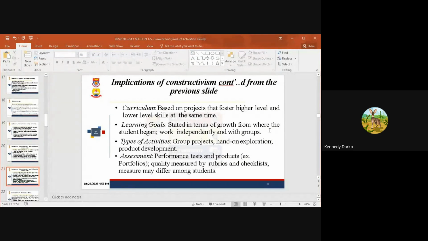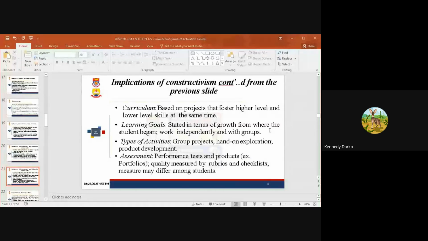So you can use portfolios, quality measured by rubrics and checklists, which differ among students. So here we are looking at portfolios. What we do, you can give a topic to the children, then you ask them to go for a file. They should try and download and print any material that talks about the topic. They keep it in the file. That's the portfolio. So you can take that file, look at how they have done it, whatever they have written, they file it, and you give them marks. So portfolio is one thing that you can introduce your learners to.